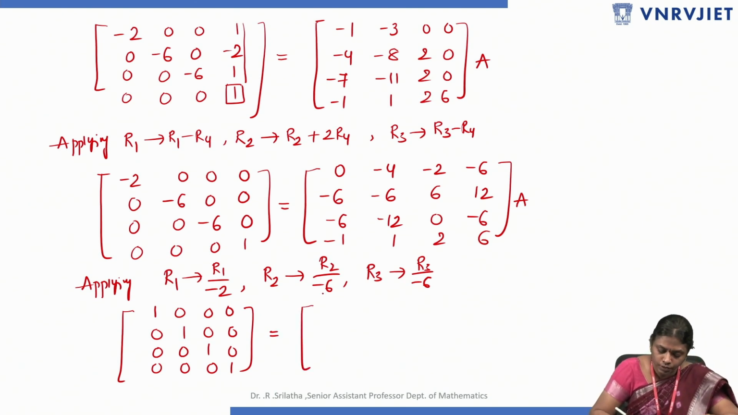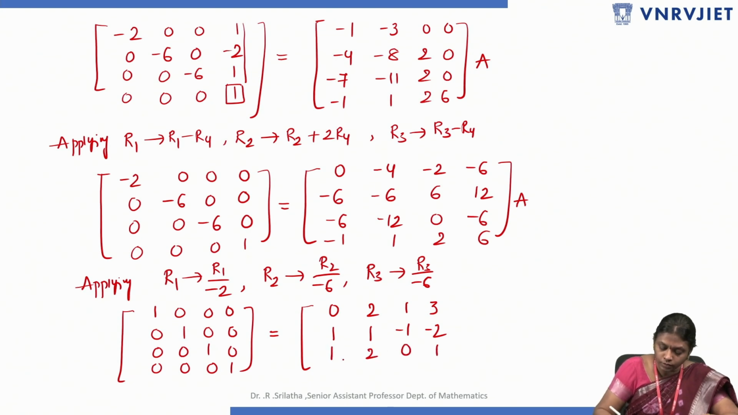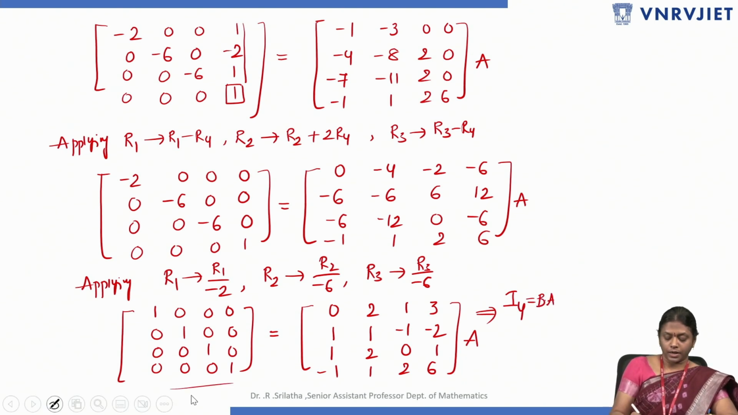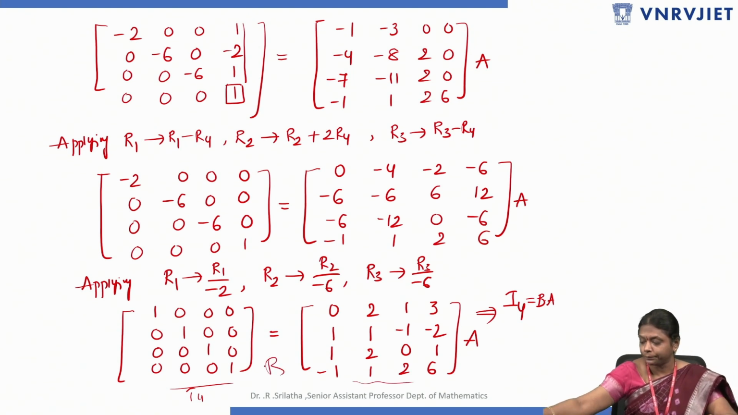Now apply the operation R1 divided by -2. This is 0, 2, 1, 3. And R2 divided by -6, 1, 1, -1, -2. R3 divided by -6, 1, 2, 0, 1. So you can write this fourth row as it is. Now we converted the given matrix into identity matrix, that is, an identity matrix of order 4 by 4, and we'll be calling this matrix as capital B.